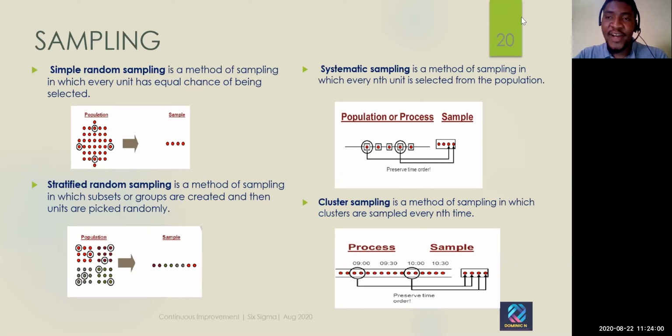When the ninth bottle comes out, we need to pick that as a sample. You can also digitalize it. That is one of the things that Pratik will be talking to us about today: how you could digitalize most of these systems that we are talking about. Cluster sampling is also the same thing. At every set time, we need to pick a particular number of samples.